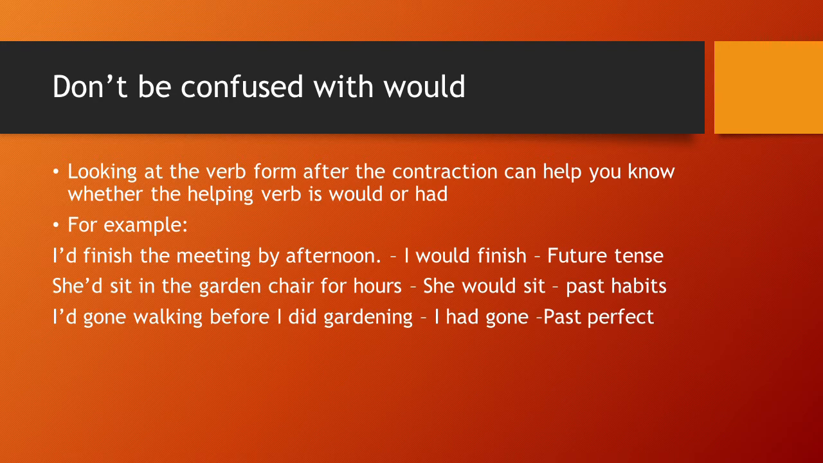She'd sit in the garden chair for hours. Would is sometimes used for past habits, that's an exception, but still for the sake of understanding contractions we could use this sentence. So she'd sit in the garden chair for hours. This is the infinitive form and not the past participle form. So that is your past habits. Now, I'd gone walking before I did gardening. Gone is the past participle of go. So I had gone is what can be understood here. So this is your past perfect form.